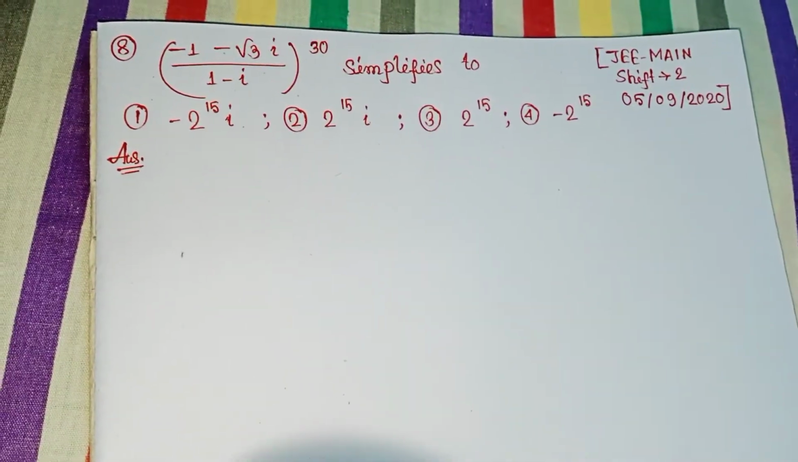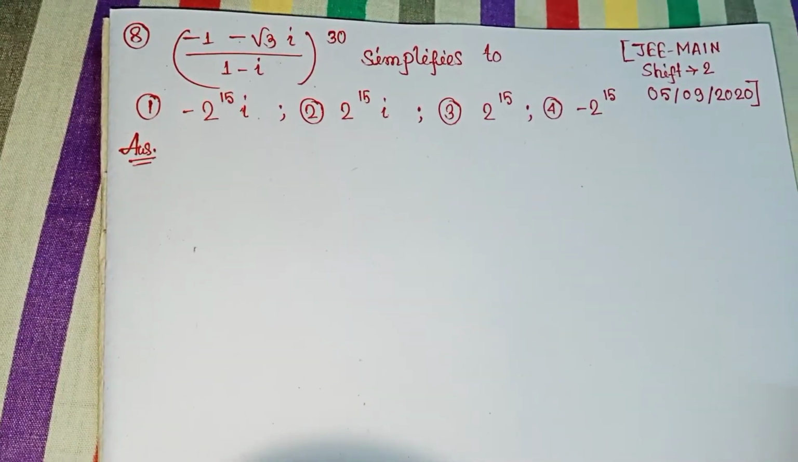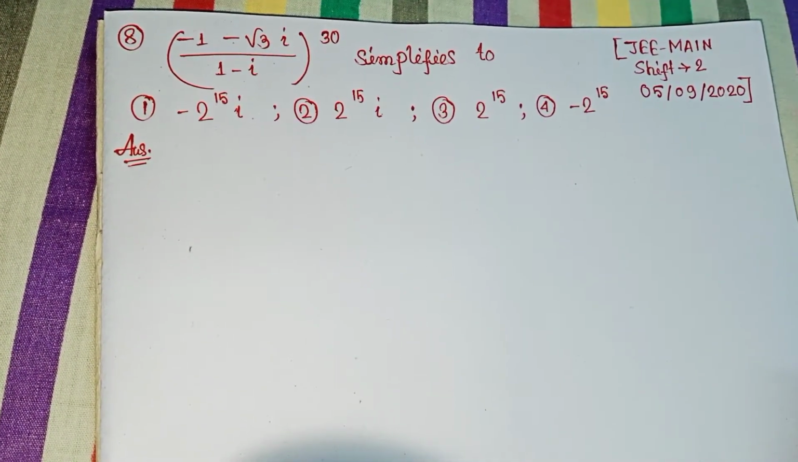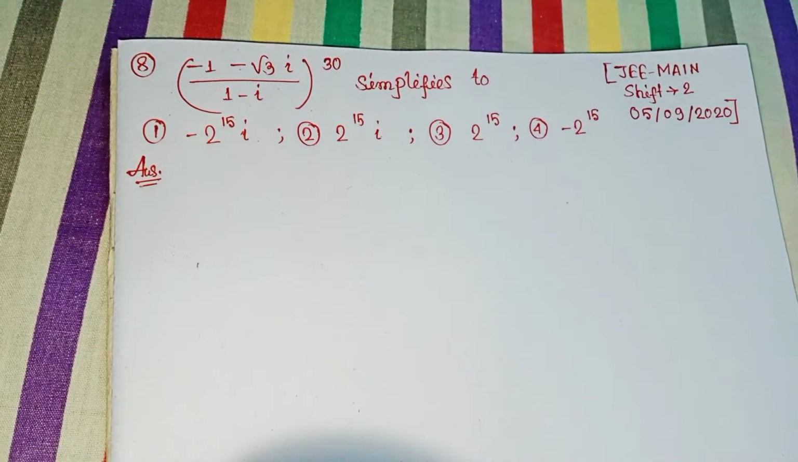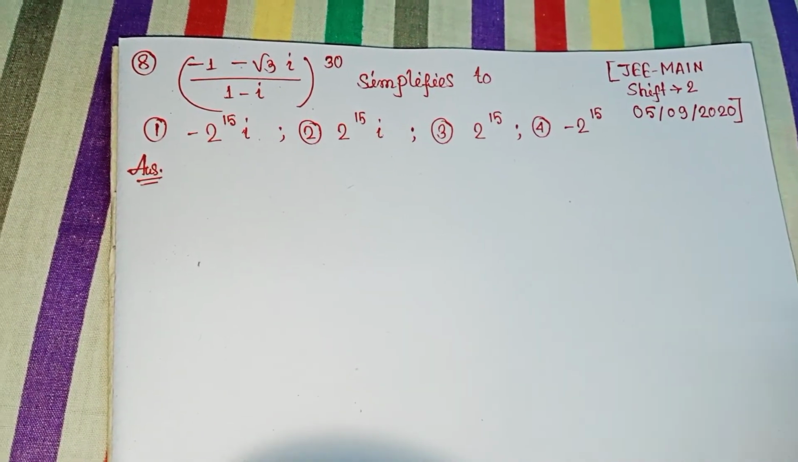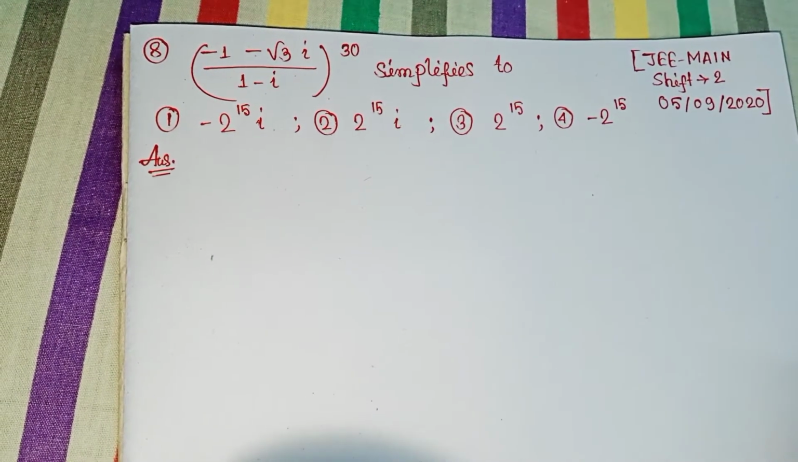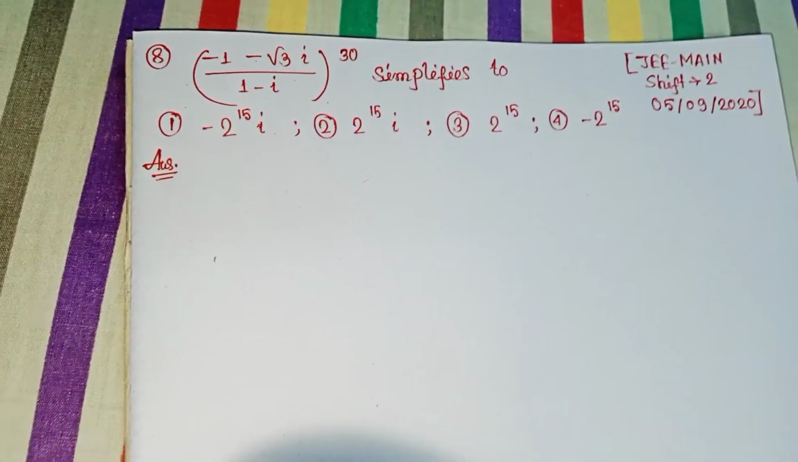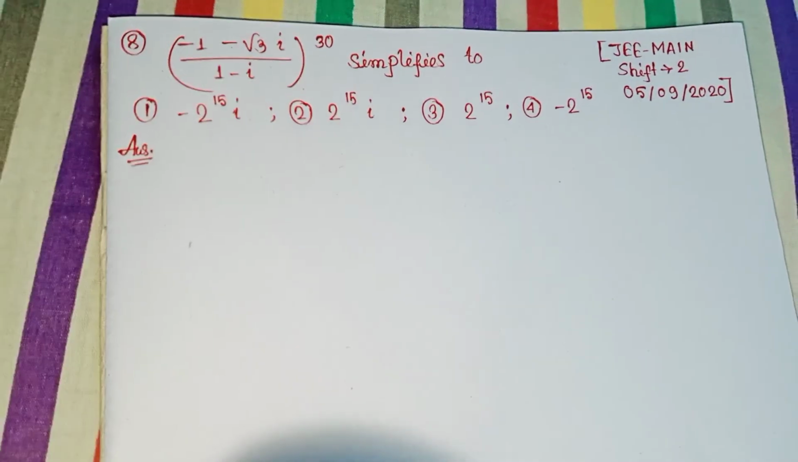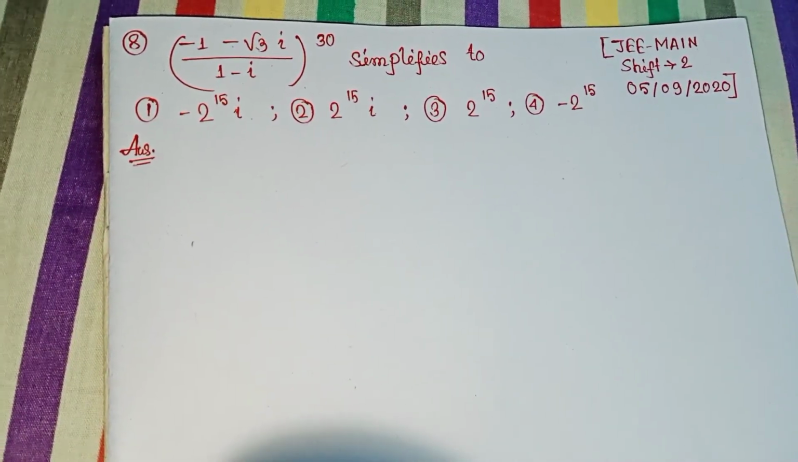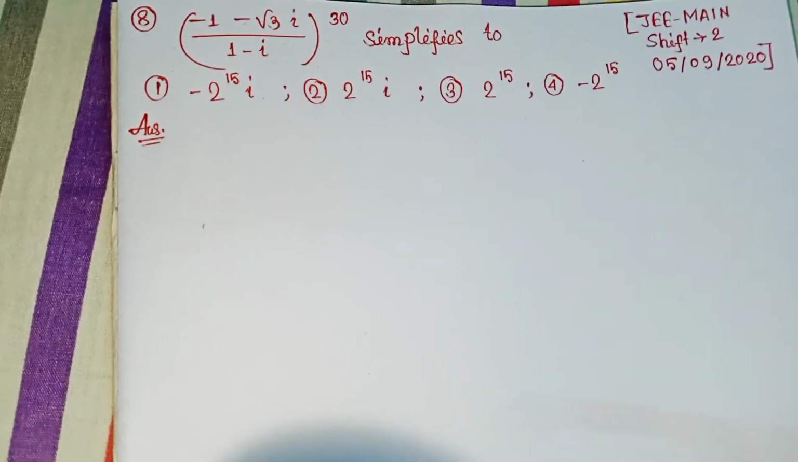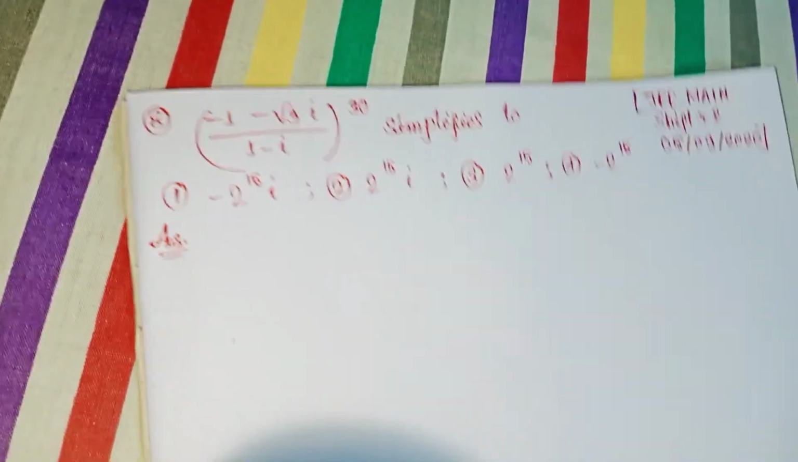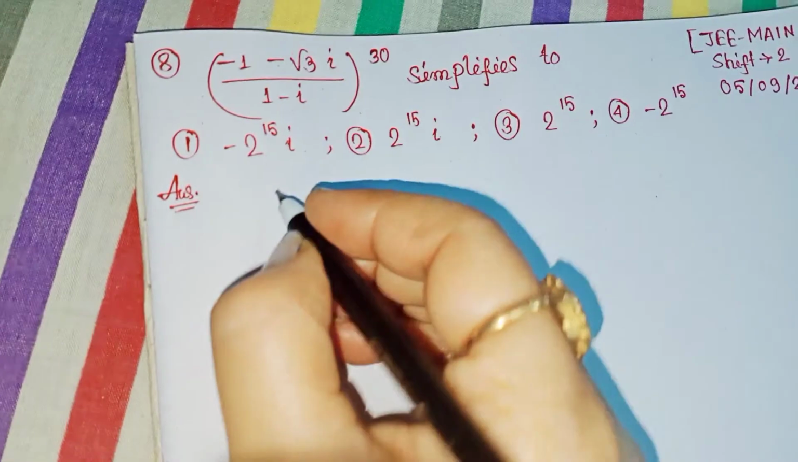Today we solve the JEE Main Shift 2, 5th of September 2020 question. Question number 8: (-1 - √3 i)/(1 - i) whole to the power 30 simplifies to which of the four options given. This is a question from complex numbers and it's a memory based question. So at first we solve this.